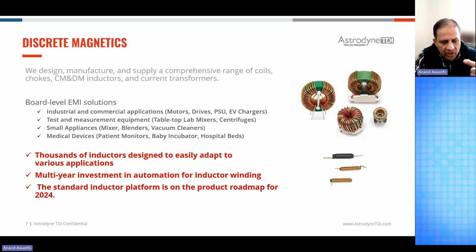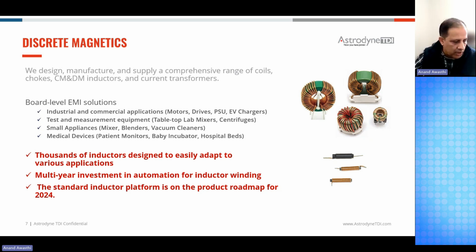These are repeatable. They are the same quality, and they are much better built as opposed to a hand mount coil. They're professional, and we can actually take cost out of our manufacturing, so we can make it more reasonable and more cost effective. And we are slated to release a standard platform for our inductors in 2024.